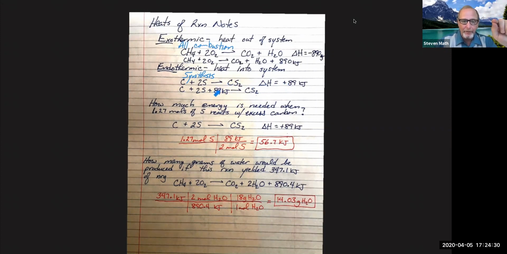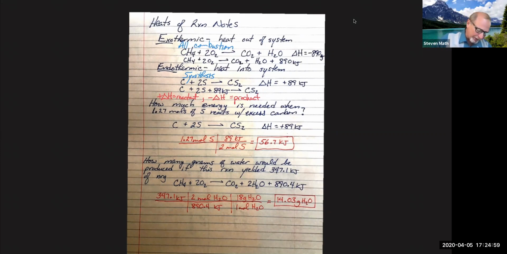So what's the takeaway? The takeaway is quite simple, my friends. Positive delta H is a reactant, and a negative delta H is a product. That's the takeaway here. Now let's look at our example, because it's really quite simple once we understand the concept of the sign, whether it's positive or negative. The number is very easy to calculate.